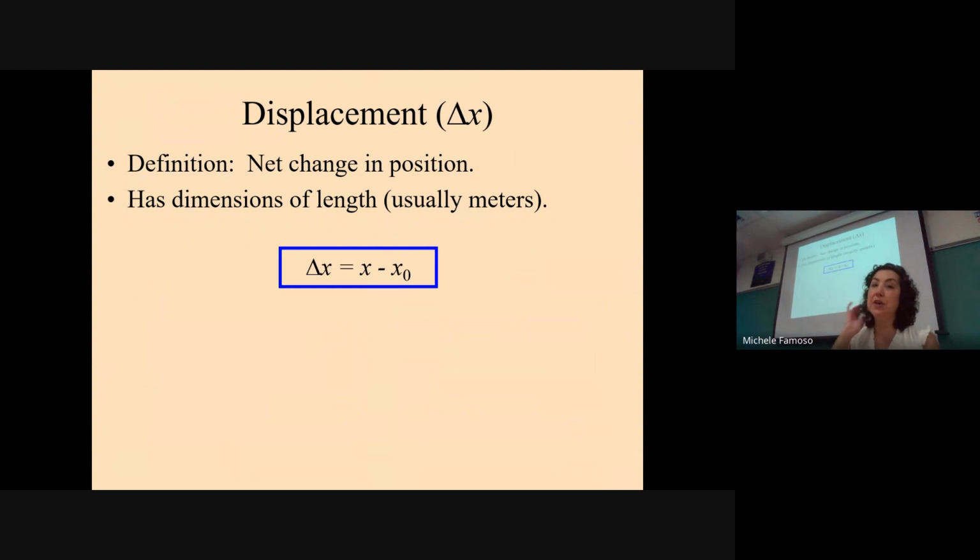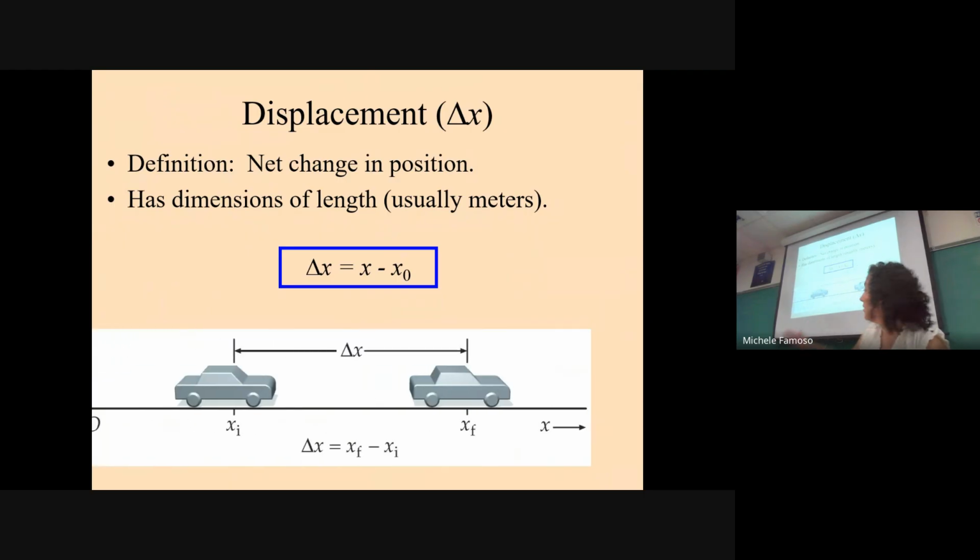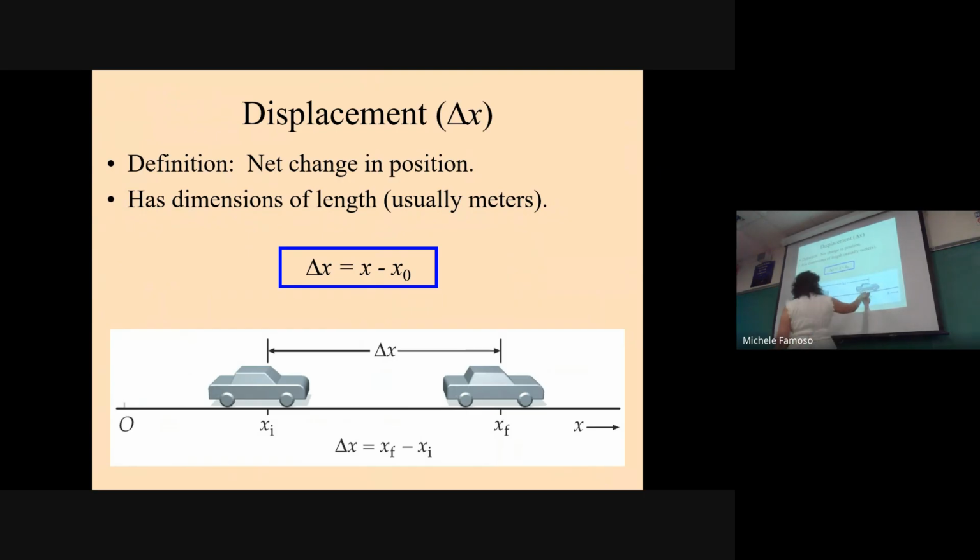A displacement, therefore, is a delta x, the net change in position with dimensions of meters. So you'll take your final and subtract your initial position. So on this diagram, we're going to take this coordinate, subtract this coordinate, and that gives us our displacement, delta x.